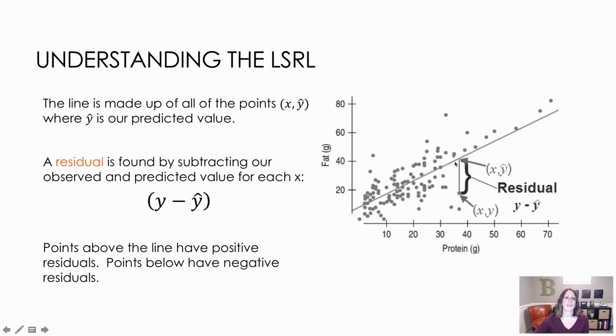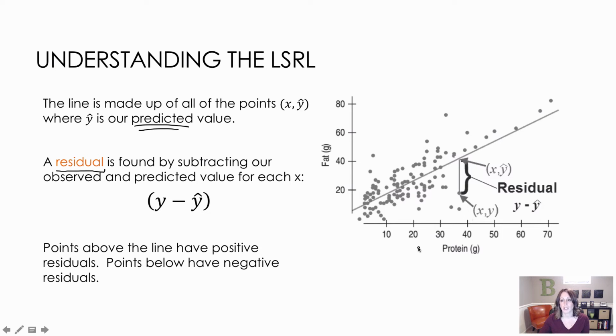In order to draw the line, we are trying to find a line called the least squares regression line. And here's how we do it. It's made up of all of the points x comma y hat, yes, we call it a hat, where y hat is our predicted value. So our predicted value is found by our equation. And our equation, we've already sort of found it on our calculator before and haven't really talked about it, but the equation that is best fit, also called a best fit line, is found by basically analyzing the residuals.